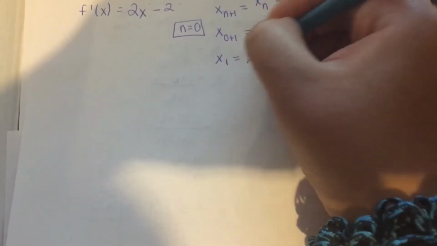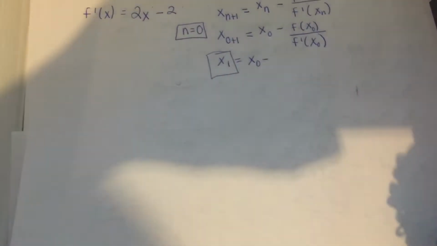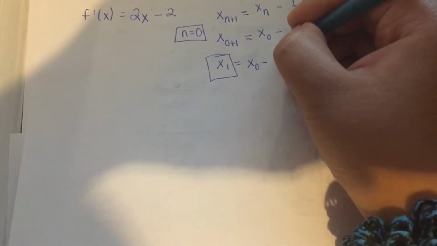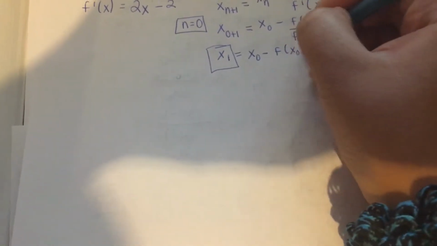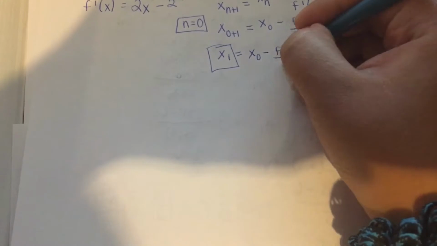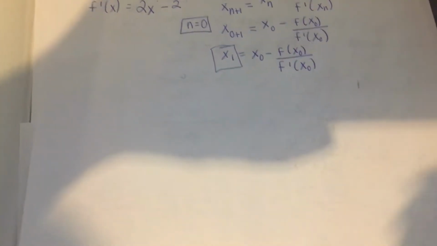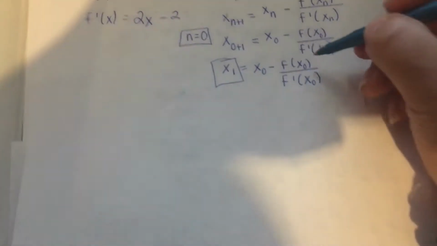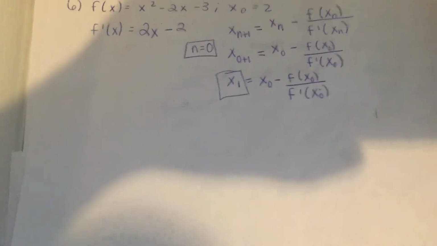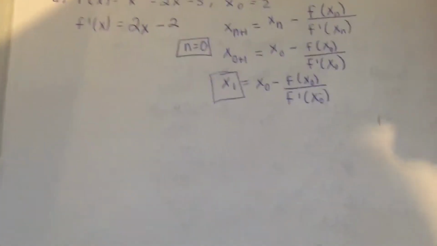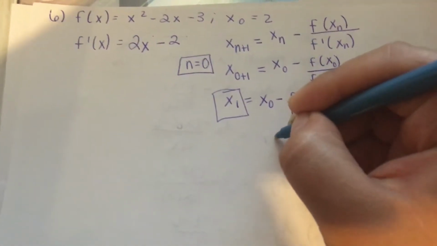And hey, what do you know? This is going to help us find x sub 1, minus f of x sub 0 over f prime of that. We already know what our f of x is, and we already know what our f prime of x is. So we're just going to put it all together. It'll make sense, I believe.